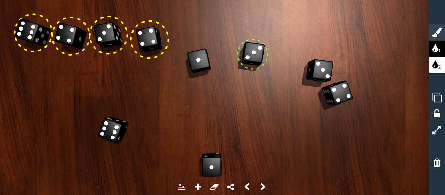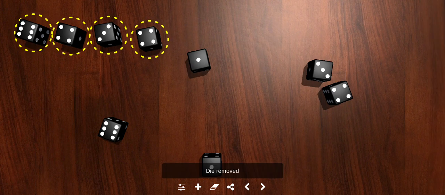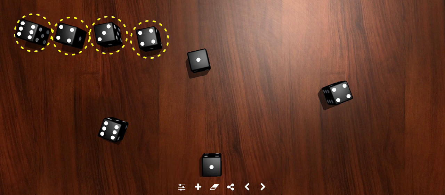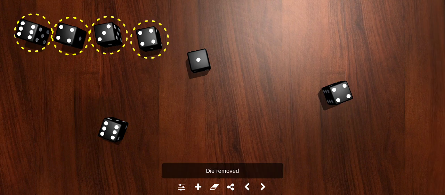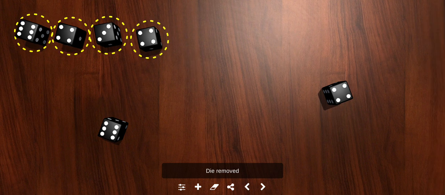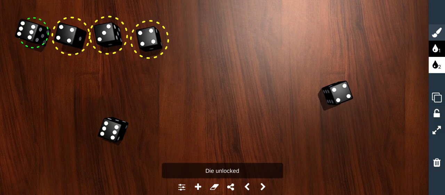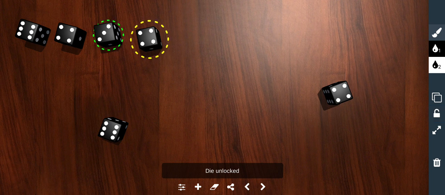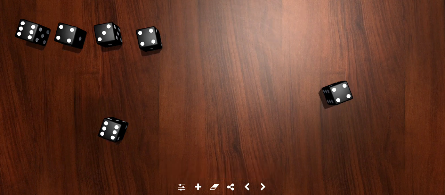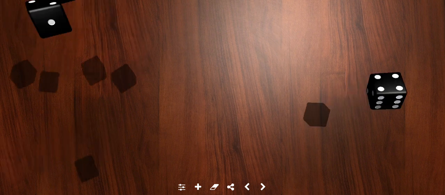I've got two threes and two ones. These four don't count as they were not rolled. Now they will count. I'm going to roll 6 dice.